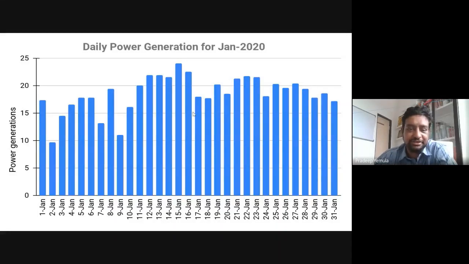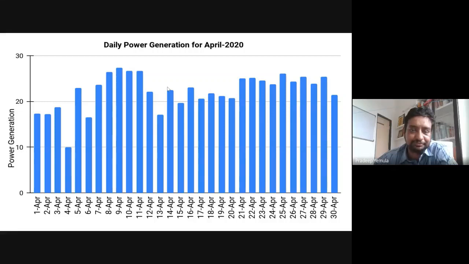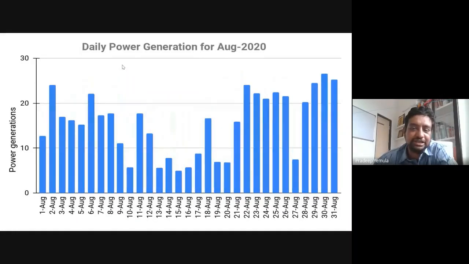Okay, so I will show once again the entire year of 2020. So this is January 2020. On average we are expecting 20 units. So we are getting like this. Then February, March, April. In April, it is slightly more than 20 because of high sunshine. So like this, we can get the data.